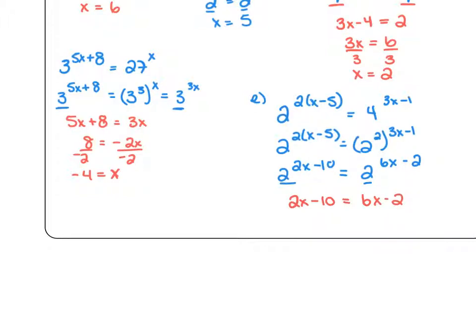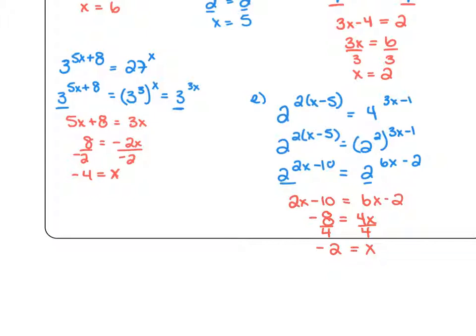So I'm going to move the 2x over, and then I'm going to move that minus 2 over to this side. So negative 10 plus 2 is negative 8. And when I move the 2x over, 6x minus 2x is 4x. Divide both sides by 4, and I get negative 2 equals x.